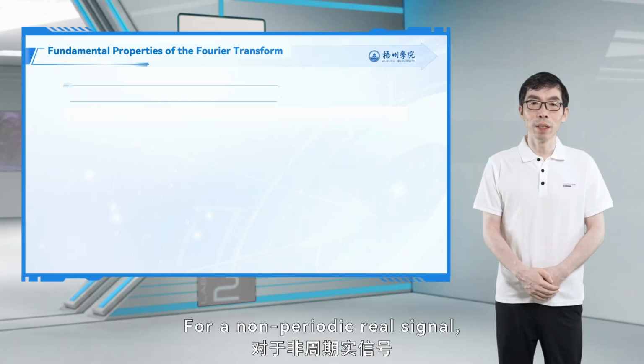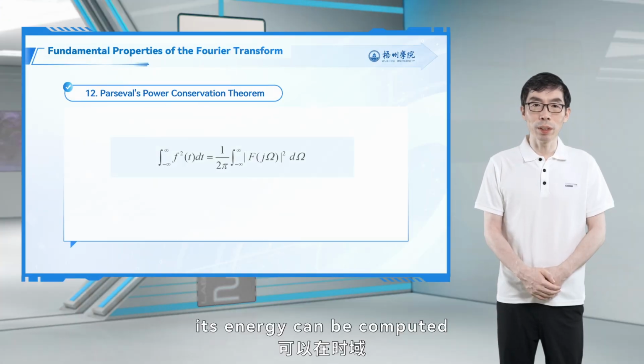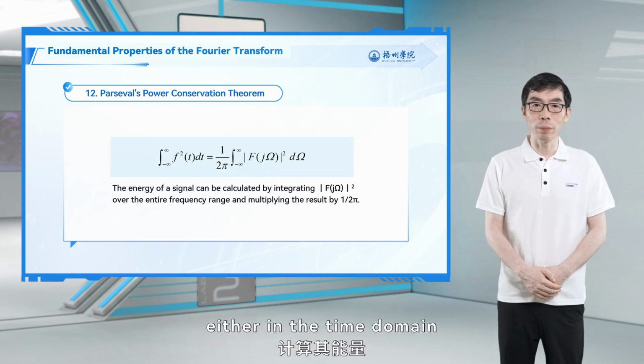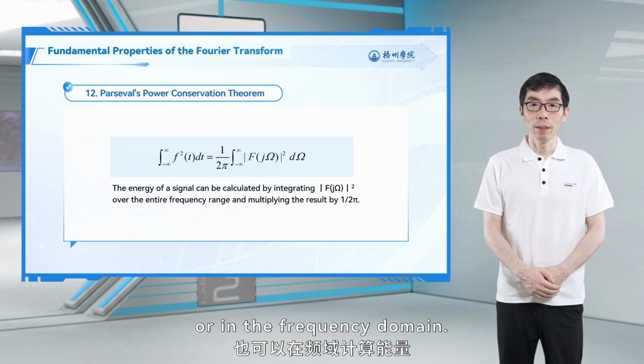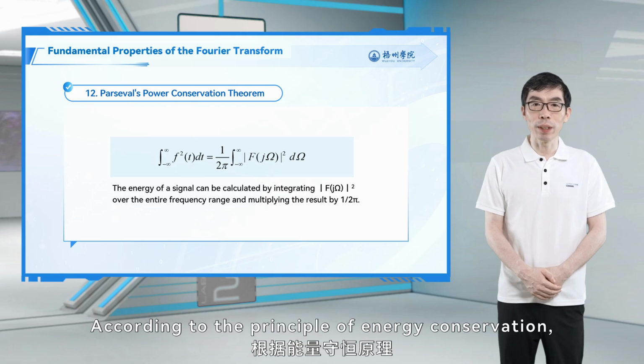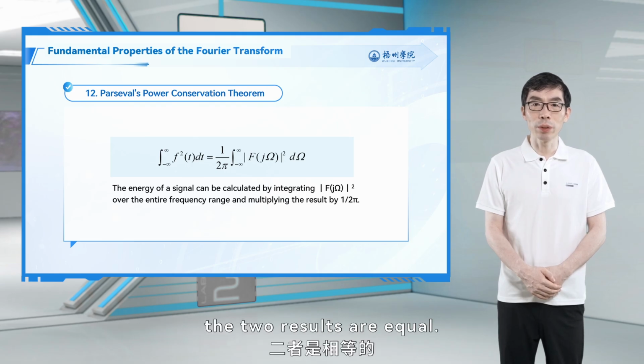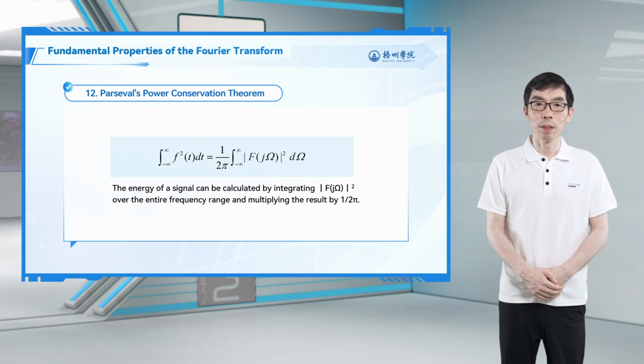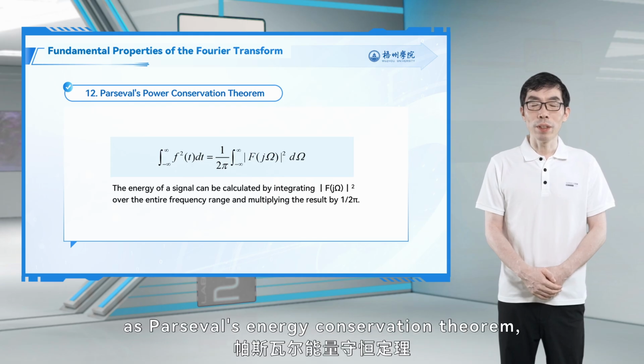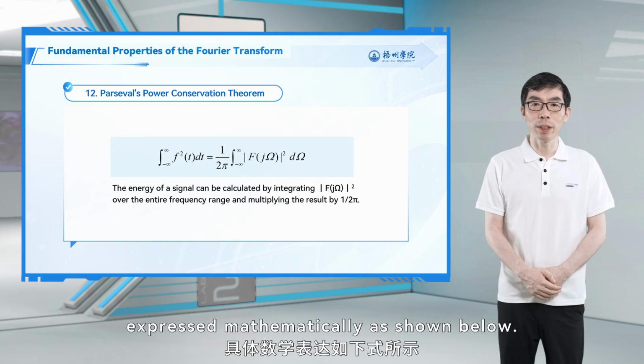For a non-periodic real signal, its energy can be computed either in the time domain or in the frequency domain. According to the principle of energy conservation, the two results are equal. This result is known as Parseval's energy conservation theorem, expressed mathematically as shown below.